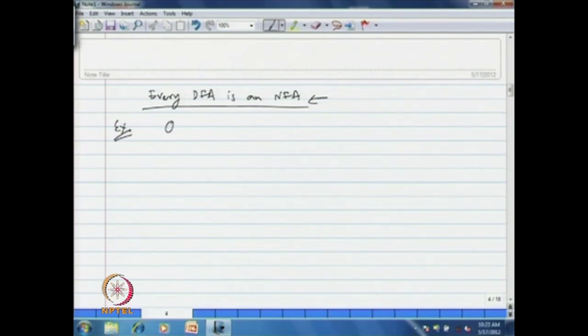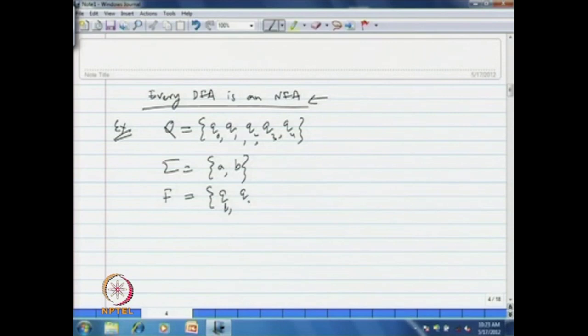Consider an NFA where the set of states is Q0, Q1, Q2, Q3 and Q4. There are 5 states. Sigma is {a, b}, which contains 2 symbols. The set of final states is Q1 and Q3, and delta is defined by the following map.